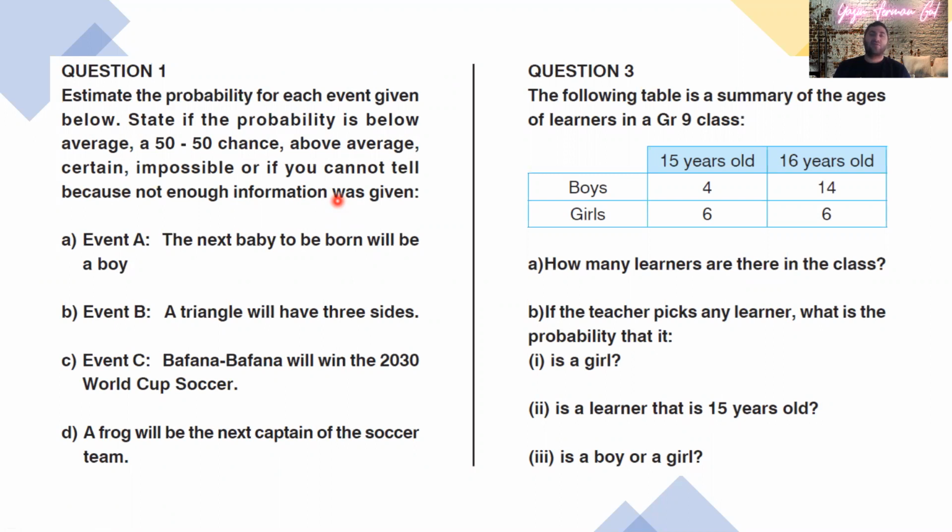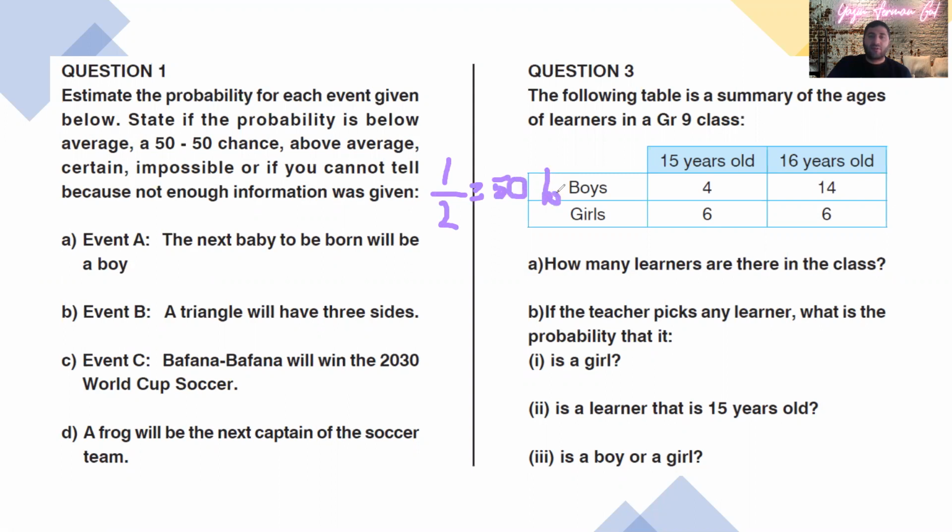Event A says the next baby to be born will be a boy. This is completely a separate event. When someone is giving birth, there are two options. It's either going to be a girl or going to be a boy. So the probability is always 1 over 2 for boy, 1 over 2 for girl. So 1 over 2, times 100 as a percentage, is going to be 50%.